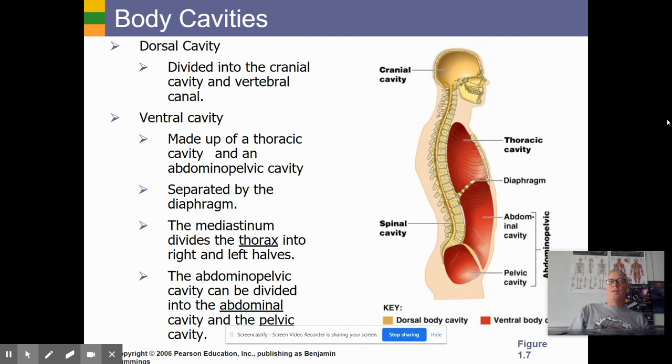Again, our dorsal cavity is divided into our cranial cavity and our spinal cavity. I won't go through all of this stuff, but you will need to read this as we go through. The only thing I did not talk about is the mediastinum. The mediastinum is in the thoracic cavity, and that divides the thorax between right and left halves.